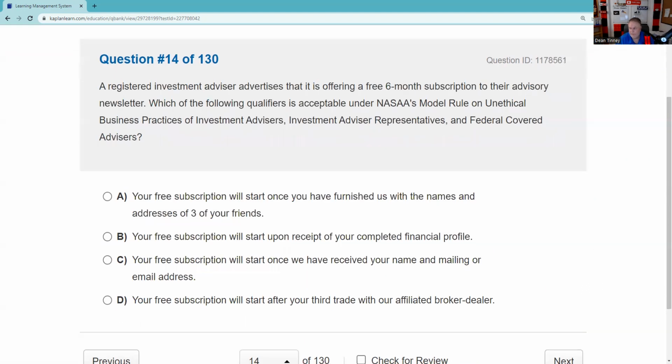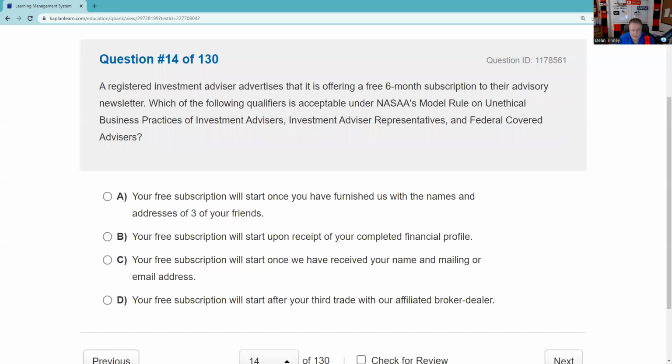A registered investment advisor advertised they're offering a free 6-month subscription. So far, I'm saying, well, it doesn't look like any compensation. One of the key things you want to be looking for on your exam is, is there compensation involved? Now, if there's no compensation involved, that could be an issue, whether there is or isn't. So I'm just filing that away for future reference.